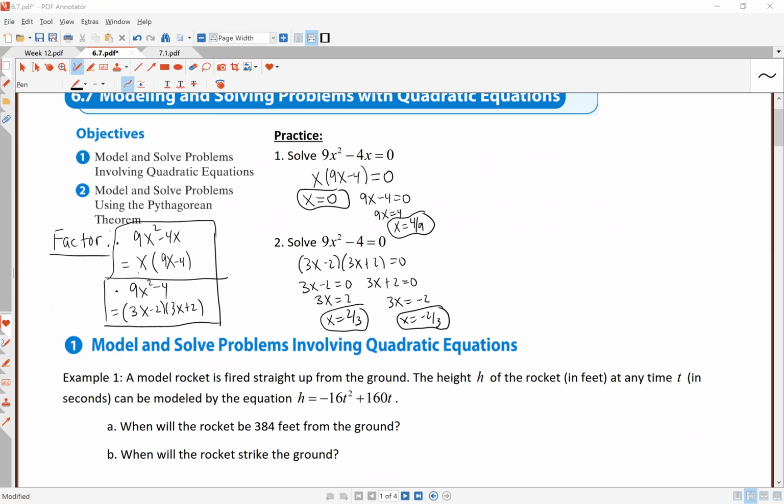Factoring it, you leave it as the factors. But when we say solve it, we set those factors equal to 0 and solve each different linear equation. Don't make the mistake of solving it when it says factor.